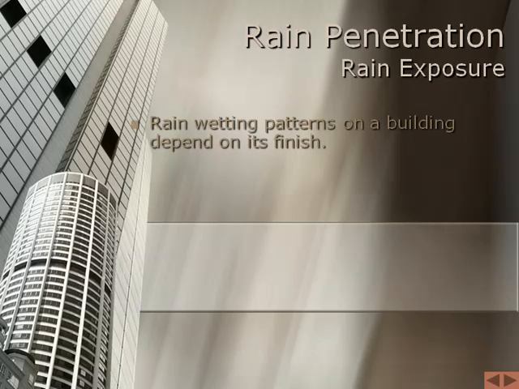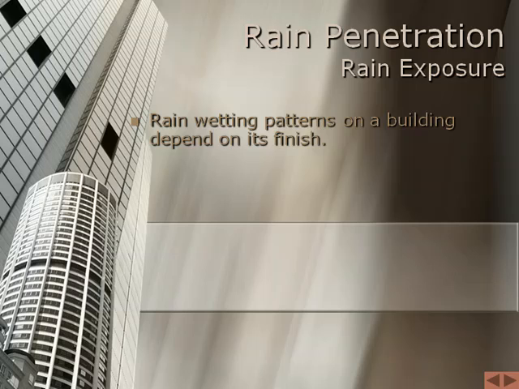Rain wetting patterns on a building face also depend on the finishes used. Porous surfaces such as masonry absorb much of the water that strikes them and release this water more slowly through diffusion. With impervious claddings such as metal and glass curtain walls, water simply flows down the wall surface and the accumulated flow can be significant by the time it reaches the bottom of a tall building.